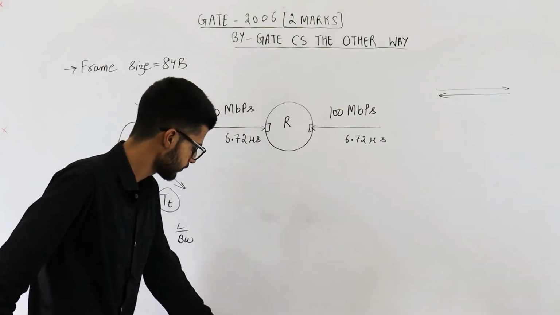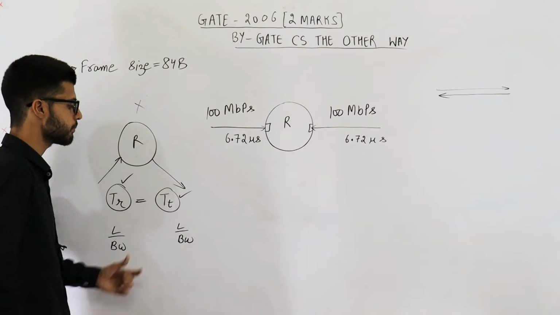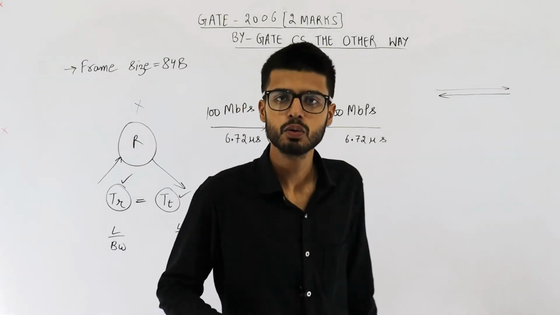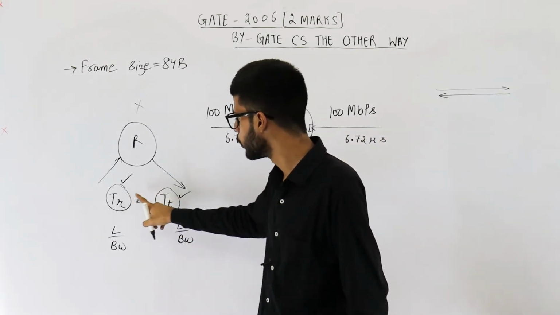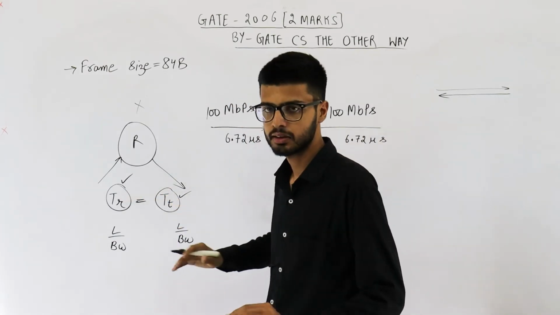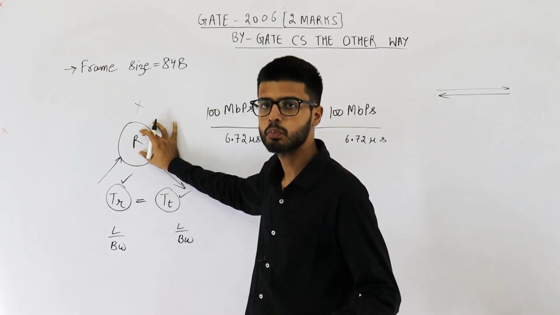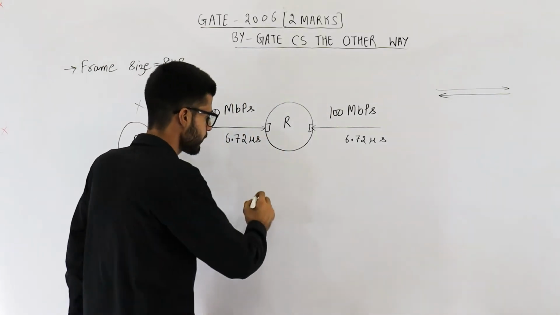Now have a look. Wire speed forwarding means you must transmit the packet in this much time only, right? We are required to find out the processing time. That means if you want to maintain both of these times equal, then what is the maximum time that you can allot for processing one packet? This is what we are required to find out. Let us have a look.